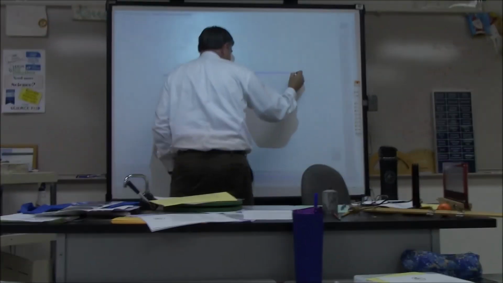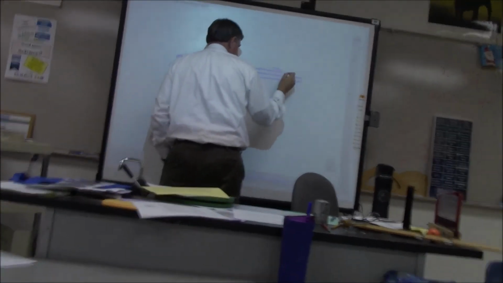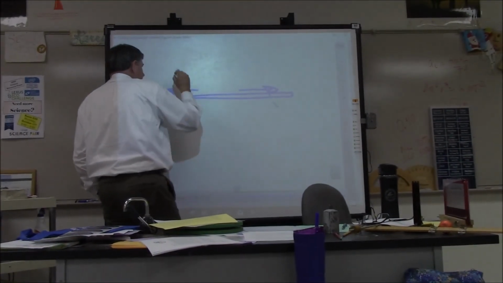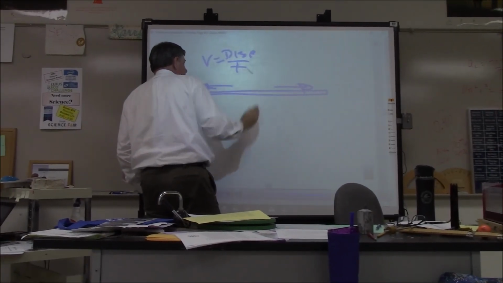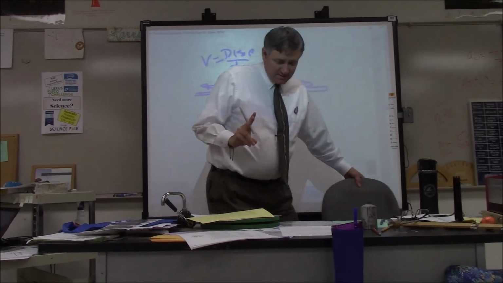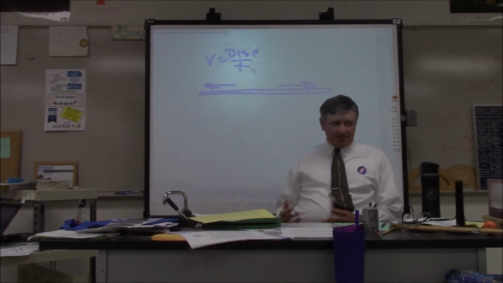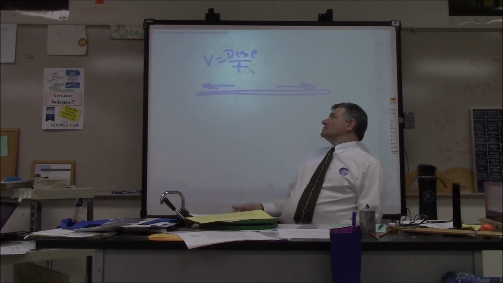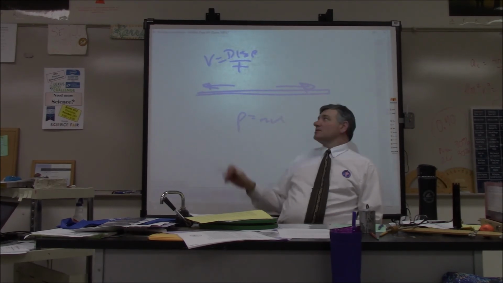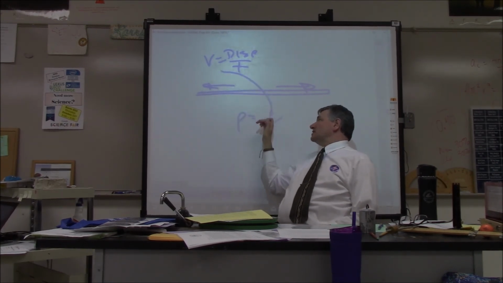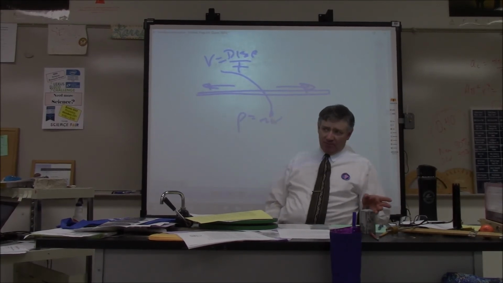So, here's your setup. One cart's going to go this way, one cart's going to go this way. To get this velocity, you're going to use displacement divided by time. This is going to make this simple, because what we're ultimately trying to find is the momentum of the carts. The momentum of the carts is mass times velocity. So you're going to use this to get the velocity of the cart. Once you get that, multiply it by the mass, boom, there's your momentum.